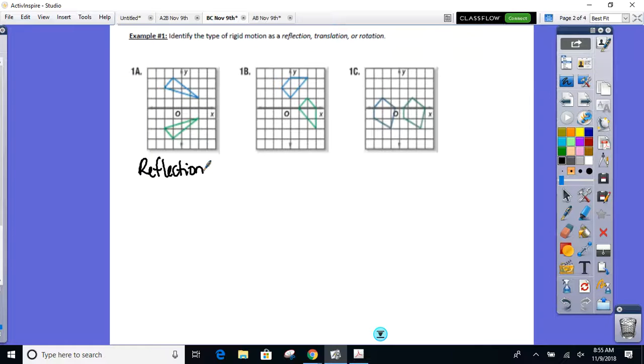What about these two trapezoid-looking figures in the second one? That's a rotation. And then how about the last pair that I have up here? That would be a translation. Yep, all I'm going to do is slide, and the sides would match up to each other.